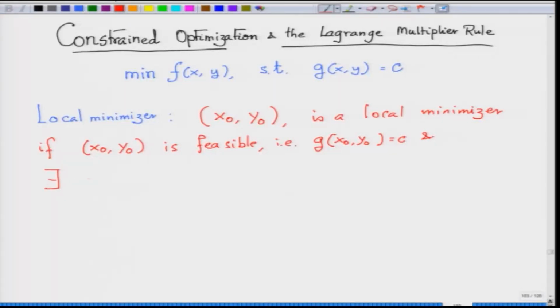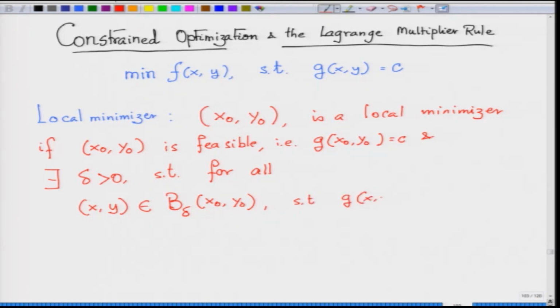there exists delta greater than 0 such that for all x y which is in the open ball around x naught y naught, and you know what the open ball is, the norm of x y minus x naught y naught must be strictly less than delta. These are such points for all x y such that g x y is equal to c.